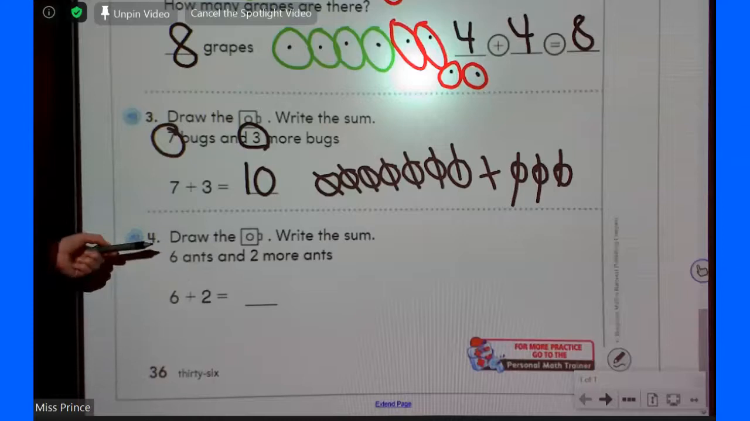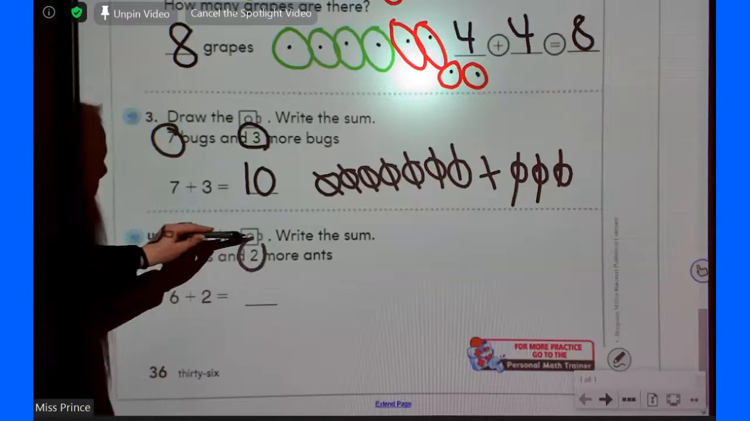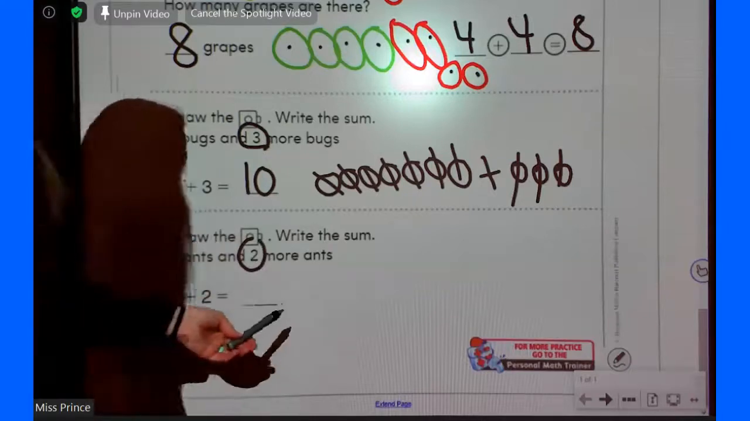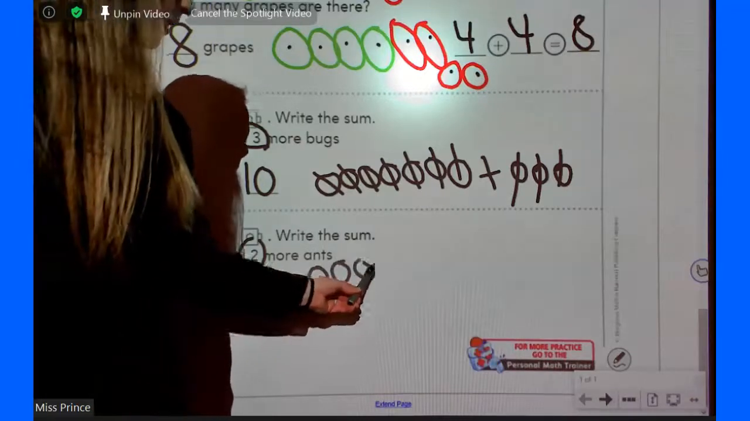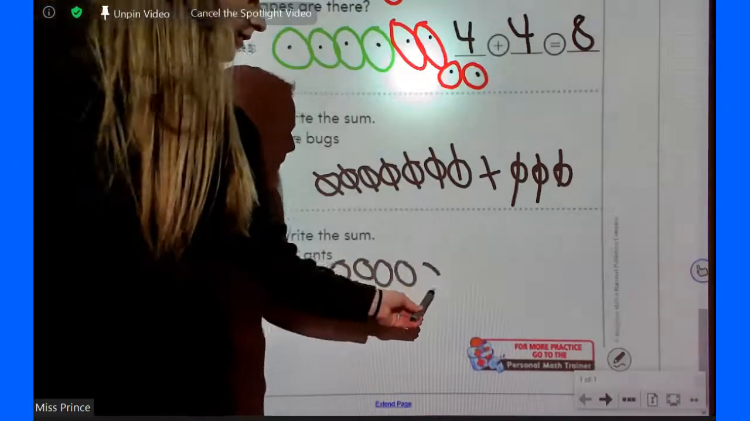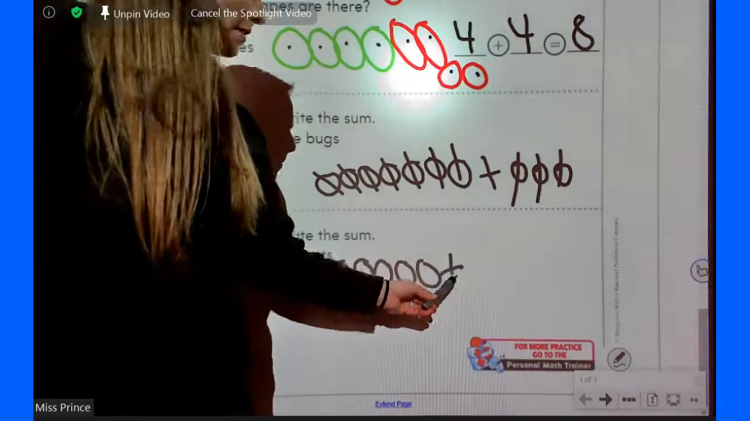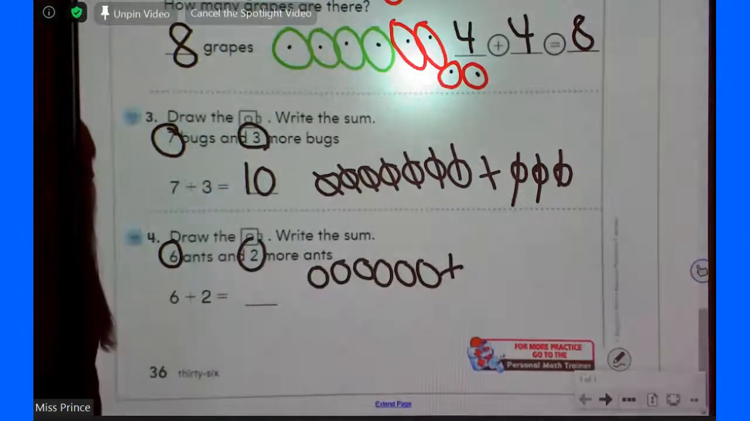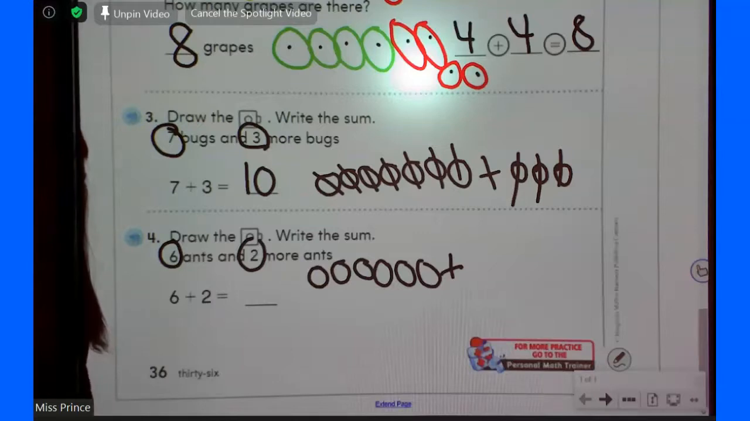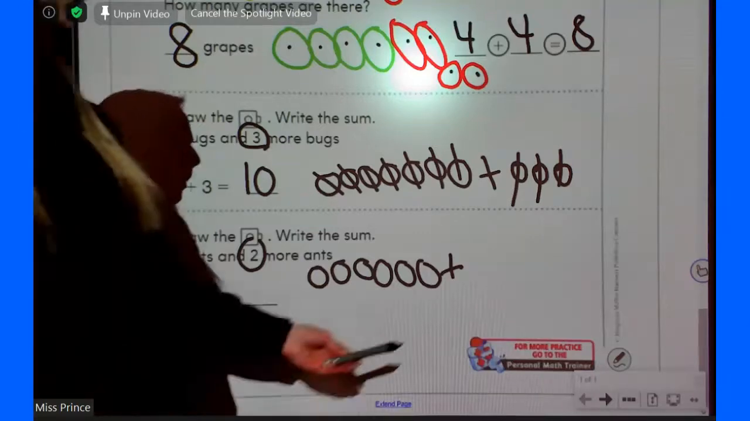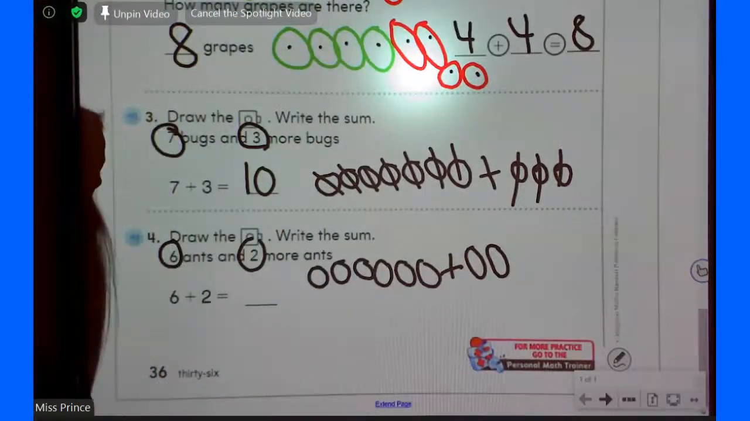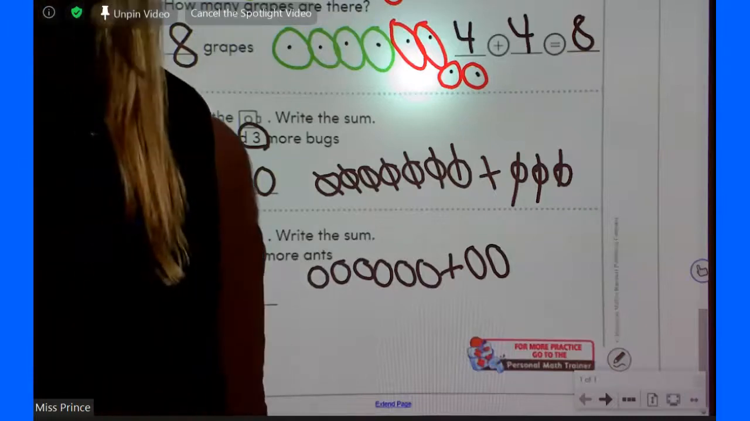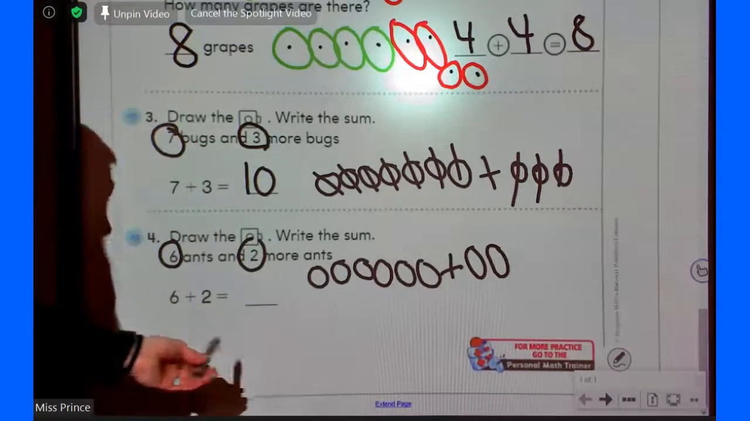Draw the cubes. Write the sum. 6 ants and 2 more ants. We'll draw our picture starting with 6. 1, 2, 3, 4, 5, 6. Plus, Mason, how many more do I need to draw? 2. 2 more. 1, 2. Go ahead and count. I would like everyone to turn their video on and hold up how many fingers for this problem.